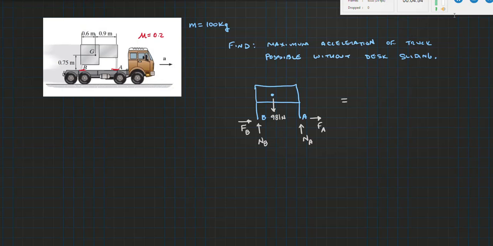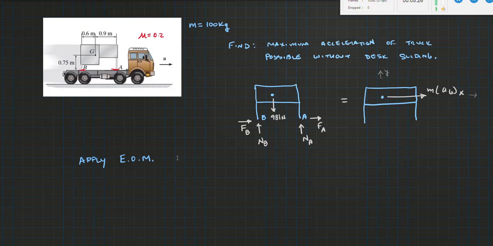Now let's draw the same picture for our kinetic diagram. Here we have G, and now we have simply a mass times the acceleration of G in the x direction. We also have a y direction here, but nothing's going on in the y direction. So let's apply our equations of motion and see if we can solve this problem.